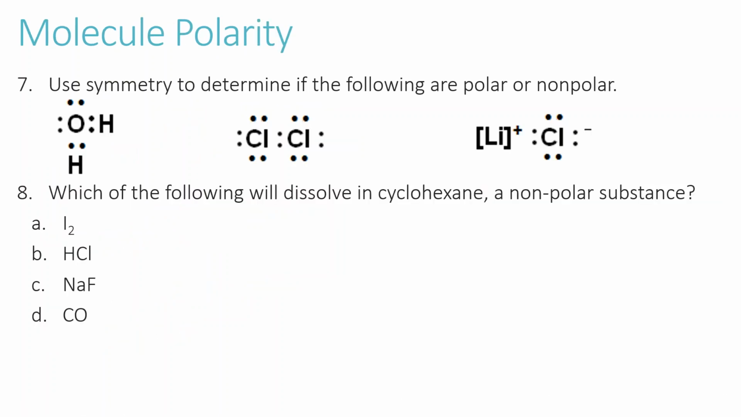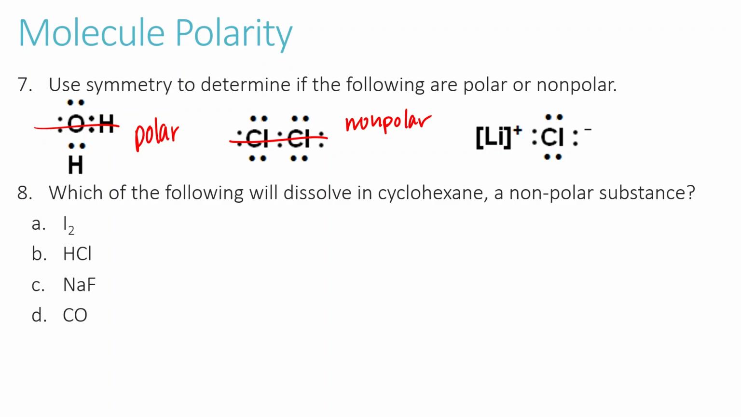So we want to use symmetry to determine if these are polar or nonpolar. I was discussing how water has this bent shape. If we cut this in half, it's not the same on both sides. So that's asymmetrical, which means polar. For Cl2, no matter how I cut this, it's going to be the same on both sides. So this is going to be nonpolar.